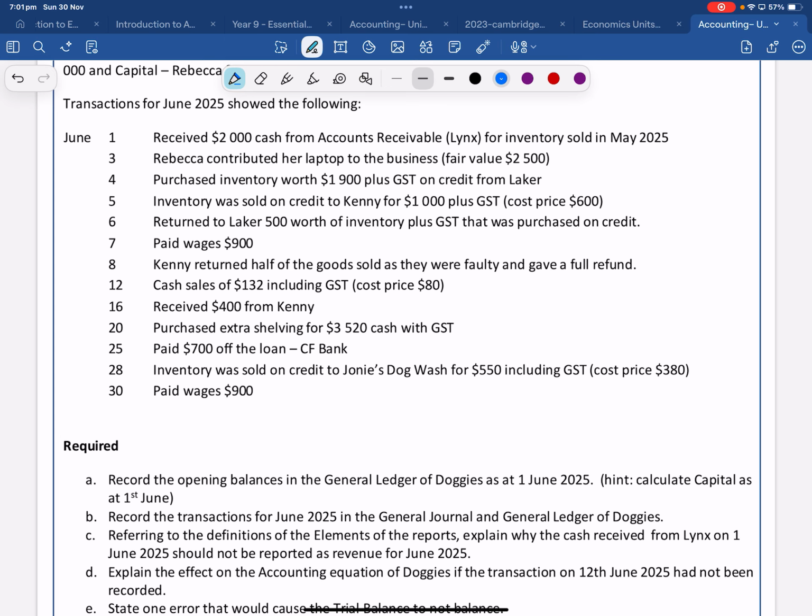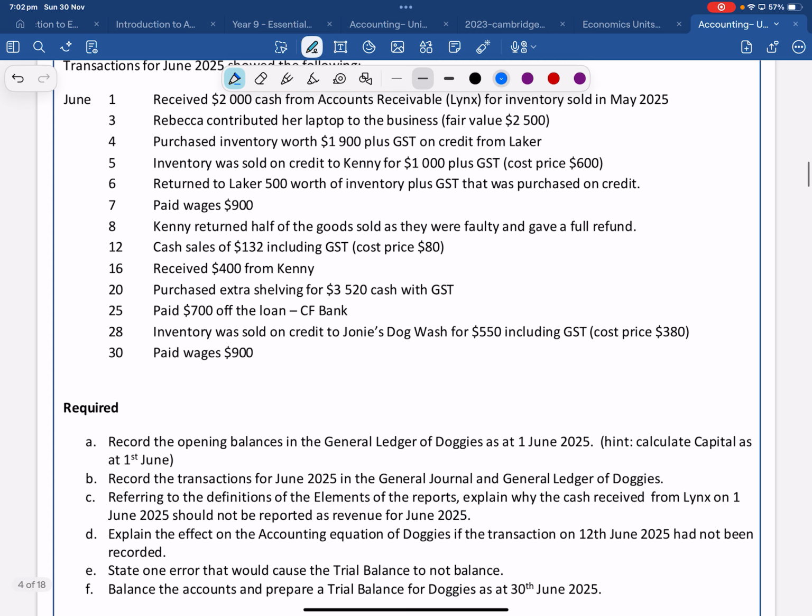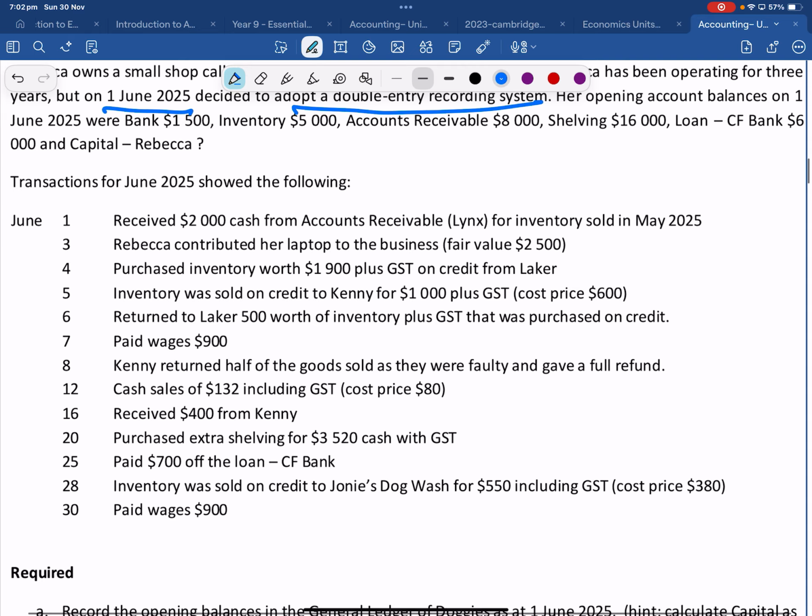Transactions for June 25 should be recorded in the general journal, part B. First one: received 2,000 cash from accounts receivable, Linux, for inventory sold in May 25. What's the double entry, guys? If it was inventory sold in May, shouldn't we have recorded this in May? No. The credit sales occurred in May, but now we are receiving money for it. What's the double entry?